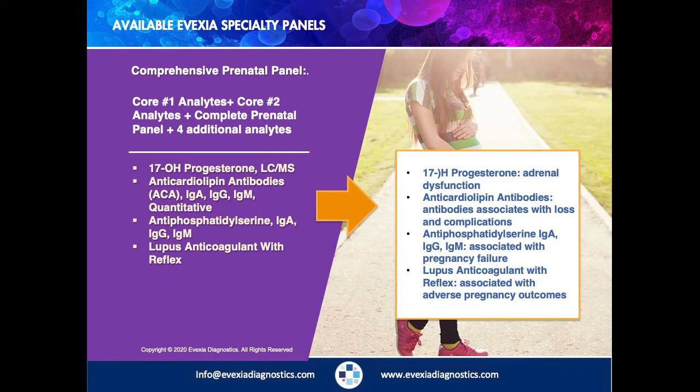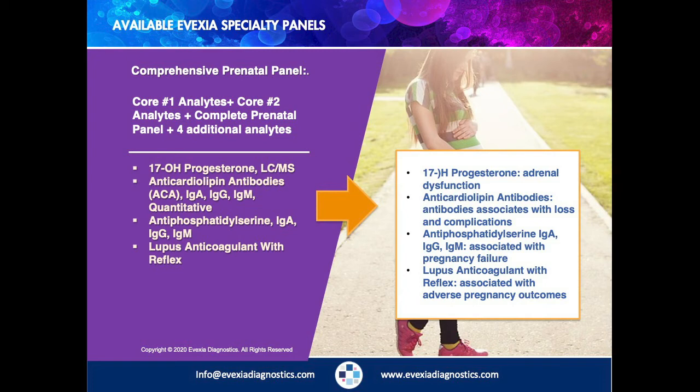So here they are. The first one is known as 17-hydroxyprogesterone, which is a steroid hormone, and that's produced in the process of making cortisol. Now, this test is used to evaluate for what's known as congenital adrenal hyperplasia, which is an inherited condition.